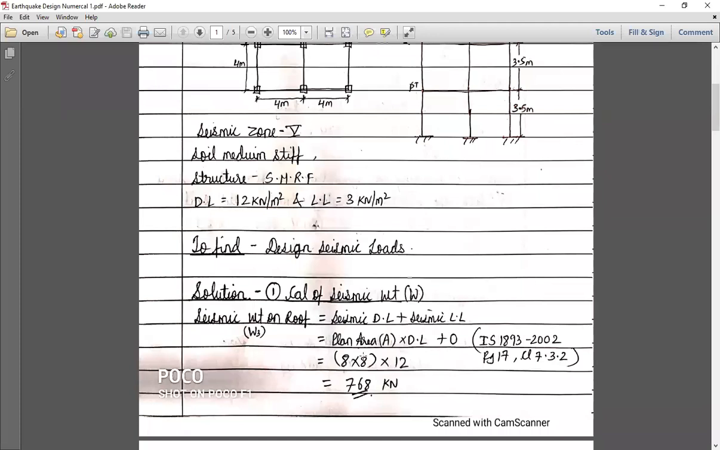So what is the plan area? This is 8 by 8 and the dead load is 12. So what is the total seismic weight on the roof? It is 768 kilonewton. Is this clear, everyone? So far, this step is clear? How we got the seismic weight? Yes or no?